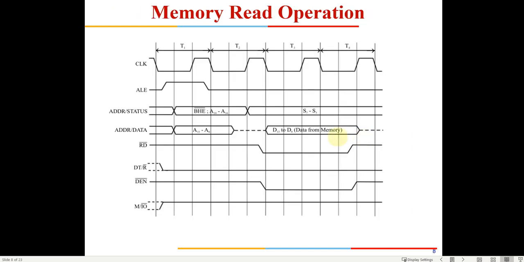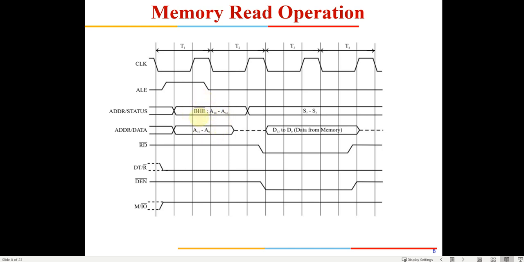So let me go back to the memory read operation of 8086. I think this slide of 8086 is shown here because the full address lines are shown. For a memory read operation, in the first clock the address lines will be energized, and the address from where the data needs to be brought is placed on these address lines.